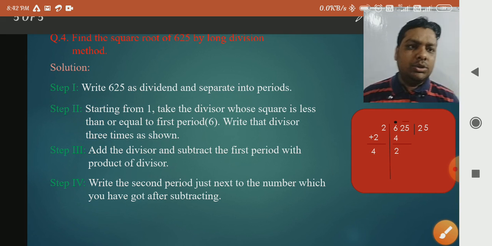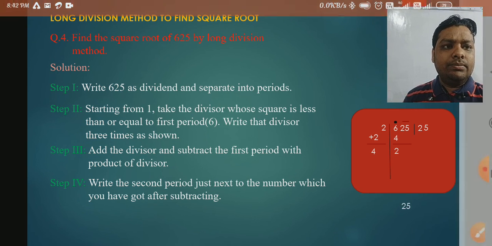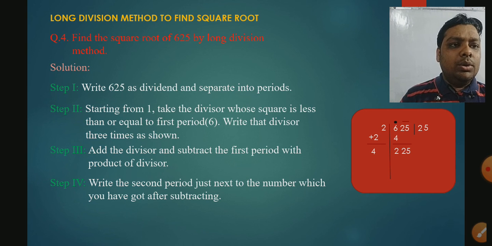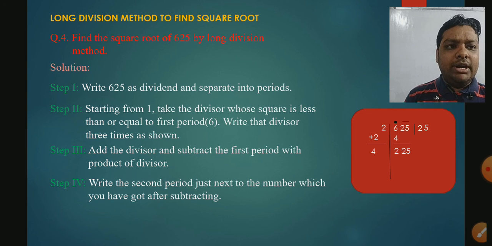Now for what number will we multiply to get closest to 225, not more than 225? If we start with 1, then 41 into 1 is 41 only. 42 into 2 is 84 only. 43 into 3 is 129. Then 44 into 4, we get 176. And 45 into 5 is 225, exactly equal.